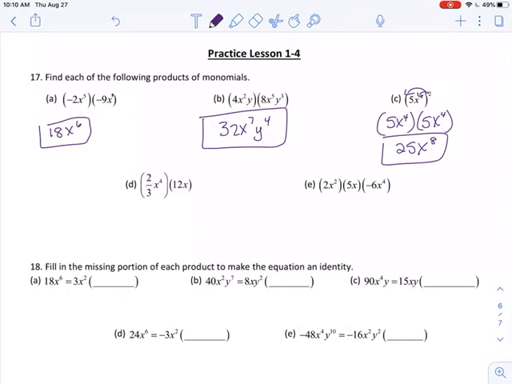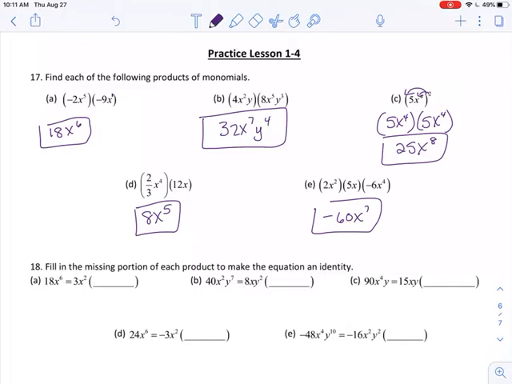D, we have a fraction, so 2/3 times 12 is 8, and then I just add the exponents, so it's 8x to the 5th. And E, I just have 3 terms that I'm multiplying. 2 times 5 is 10, 10 times -6 is -60, and then I'm going to add all those x's. 2 plus 1 is 3, plus 4 is 7.